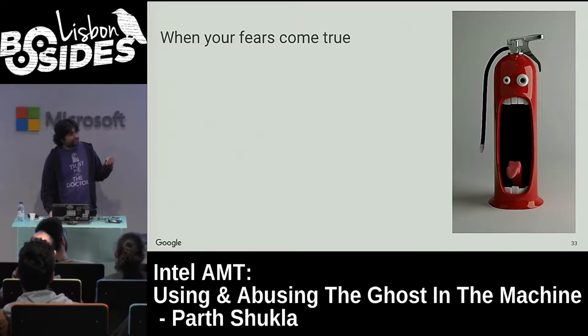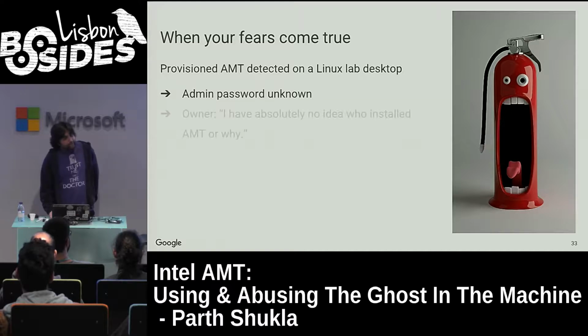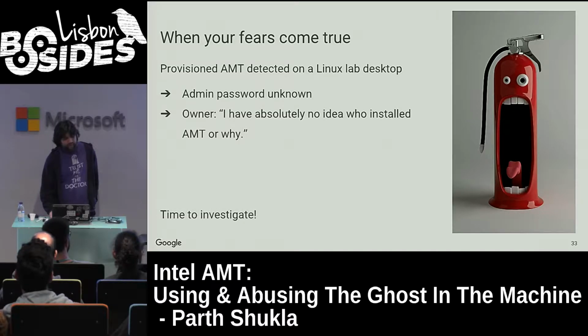The way I explored this is through reality, where a plugin I had written for an internal network scan at Google detected a provisioned AMT during one of the regular scans. And admin password unknown, and when I talked to the owner, he said, I don't know what this is. So we had found an AMT that was provisioned, and we didn't know how to get into it. So that's how this whole slide deck happened.